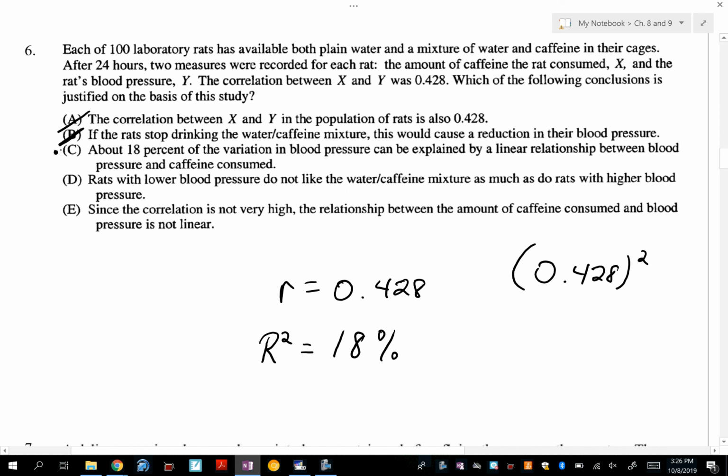D, rats with lower blood pressure do not like the water caffeine mixture as much as the rats that have the higher blood pressure. I don't know how you know what a rat likes or doesn't, so no. E, since the correlation is not very high, the relationship between the amount of caffeine consumed and blood pressure is not linear. That's not what we're saying, though. It can still be linear. It just might be a moderately linear relationship.